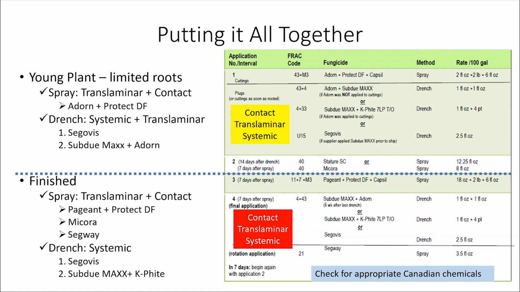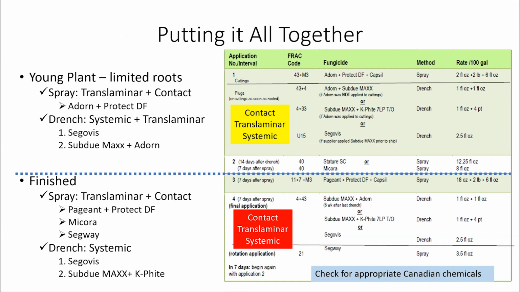Always remember that we're looking at the benefit to the consumer. So we want good control of any downy mildew, because when the consumer takes it, they might be exposing their plants to a high risk environment where they've got other impatiens that have downy mildew in their flowering beds. So you want to make sure that you drench them with Segovis as they're going out the door to give them that protection. Segovis isn't available in Canada. Make sure that you put on a Subdue Max plus K-Fight. It's a very effective systemic, and that gives you control out in the landscape, which is very important.